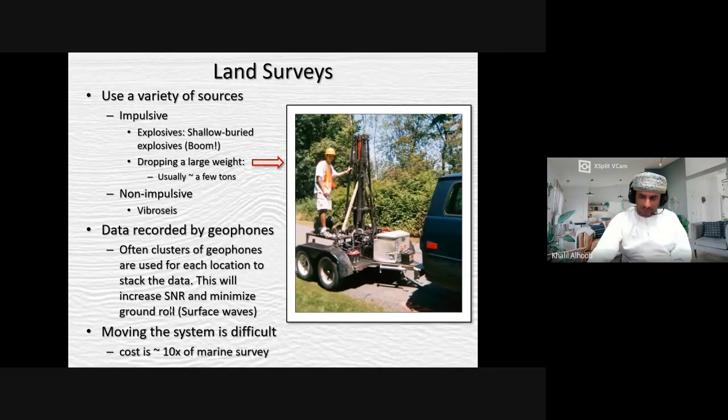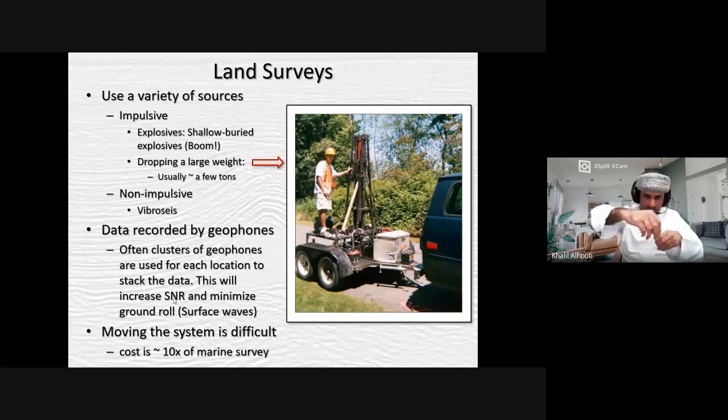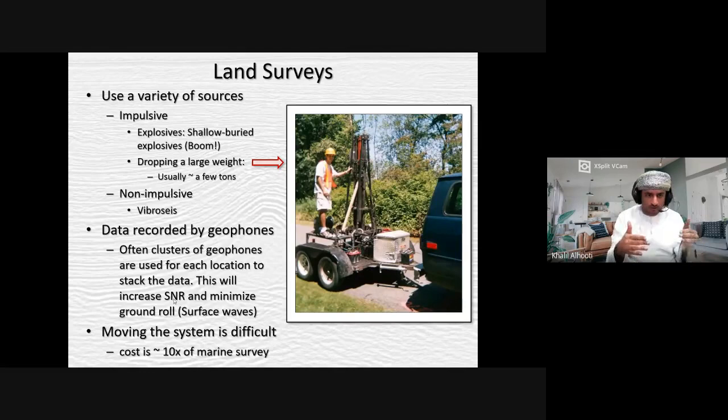Ground roll is a bit hard to remove during processing, but to minimize its effect, deploy your geophones in a certain way. I don't want to go into the details, but plan your surface array in a certain configuration so the effect from ground roll is minimal. You try to suppress the energy from the ground roll.